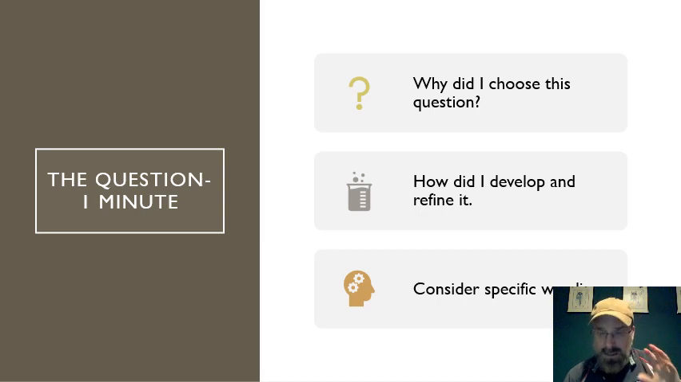When you have done that, and maybe this is a bit more important than how you develop and refine the question, depending on the nature of your question, it could be a good idea to spend more time on this and less on how it develops. But specific wording: why did you choose a specific word? But also, is there a specific meaning to some of the words?